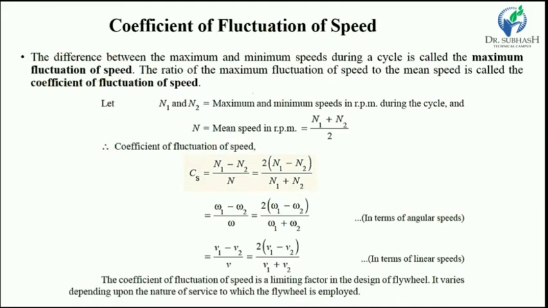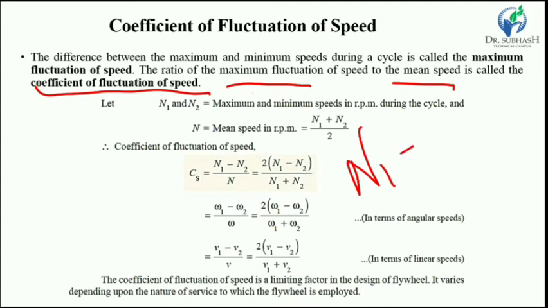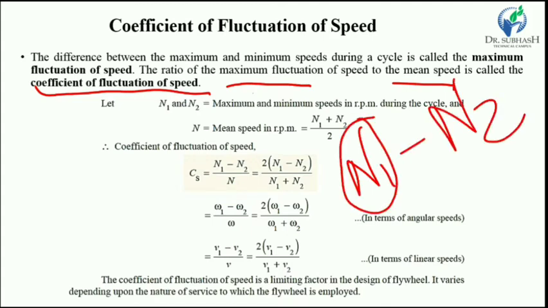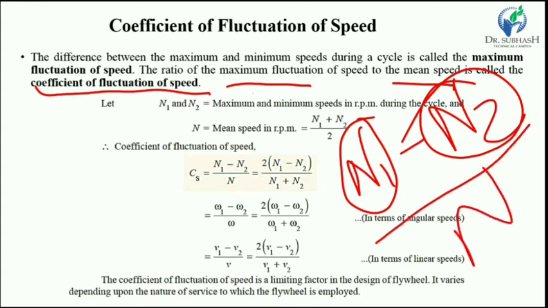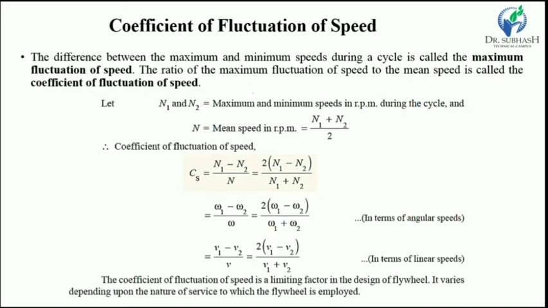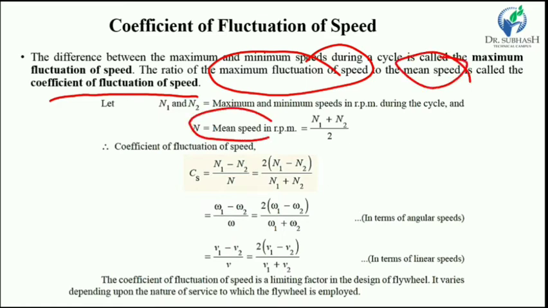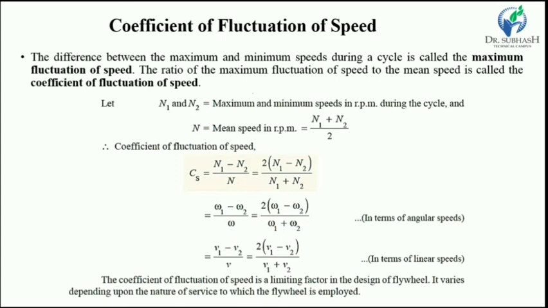Now we have to find the coefficient of fluctuation of speed. It is the ratio of the maximum fluctuation of speed to the mean speed. The maximum fluctuation of speed is N1 minus N2, where N1 is the maximum and N2 is the minimum. And what is the mean speed? It is the average of the maximum and minimum speed, N1 plus N2 upon 2.